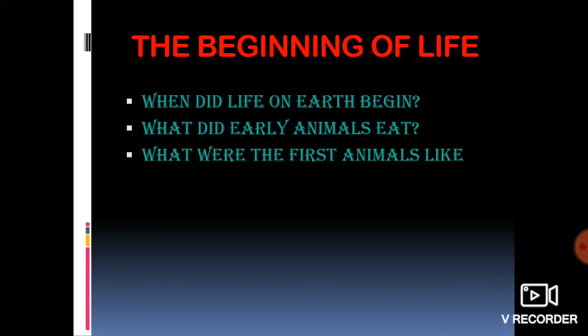What did early animals eat? Early animals fed on bits of dead plants and animals in the mud or water. At this stage, there was no need for them to move because there were no predators or hunters. So let's go to the next slide.